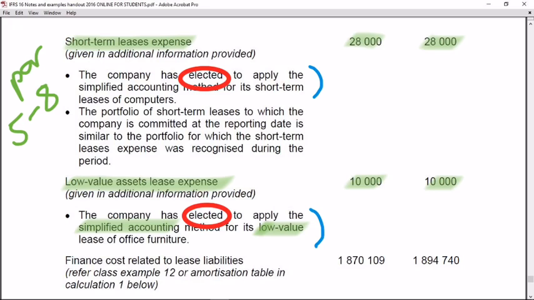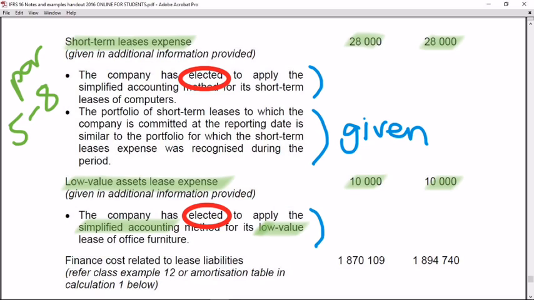Then under the short-term leases, there was a little bit of narrative information given in the question. That is just stating whether the commitment that the company has to short-term leases is similar or different from what a lease expense was recognized for. That information was given in the question, and it should just be rewritten in the note.